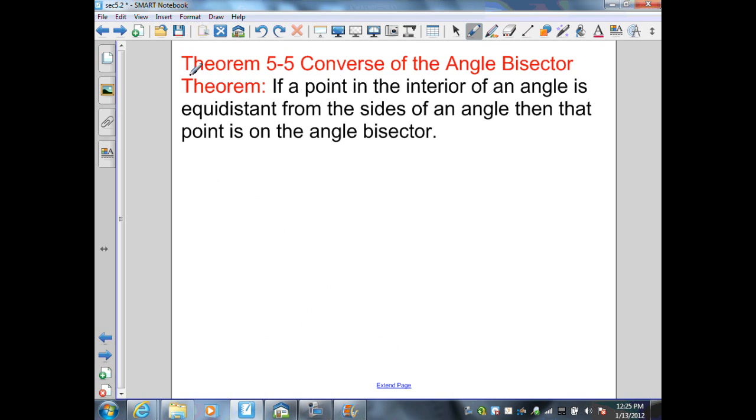Theorem 5.5, the converse. On theorem 5.4, we stated the angle bisector theorem, which is written in the form of if P then Q. The converse is written in the form of if Q then P. Therefore, if I have a point that is in the interior of an angle, then that point is equidistant from the sides of the angle if that point lies on the angle bisector.